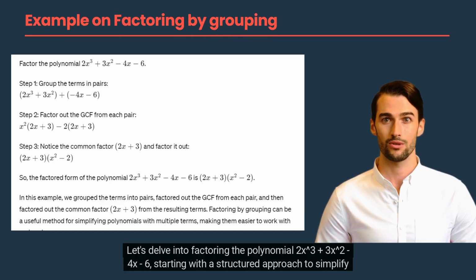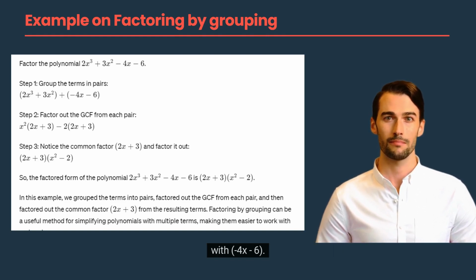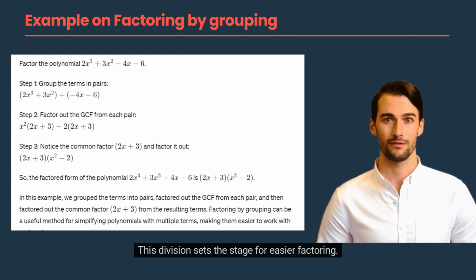Let's delve into factoring the polynomial 2x^3 + 3x^2 - 4x - 6, starting with a structured approach to simplify it. First, we split the polynomial into two parts, the first with the terms 2x^3 + 3x^2, and the second with -4x - 6. This division sets the stage for easier factoring.